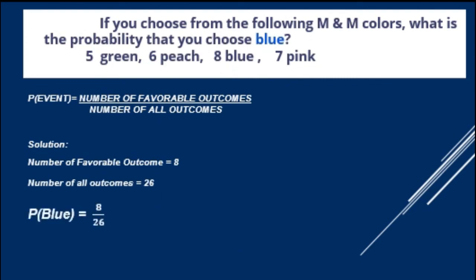So, P of blue is equal to 8 over 26. We can still reduce it into lowest terms. P of blue is equal to 4 over 13. Okay?